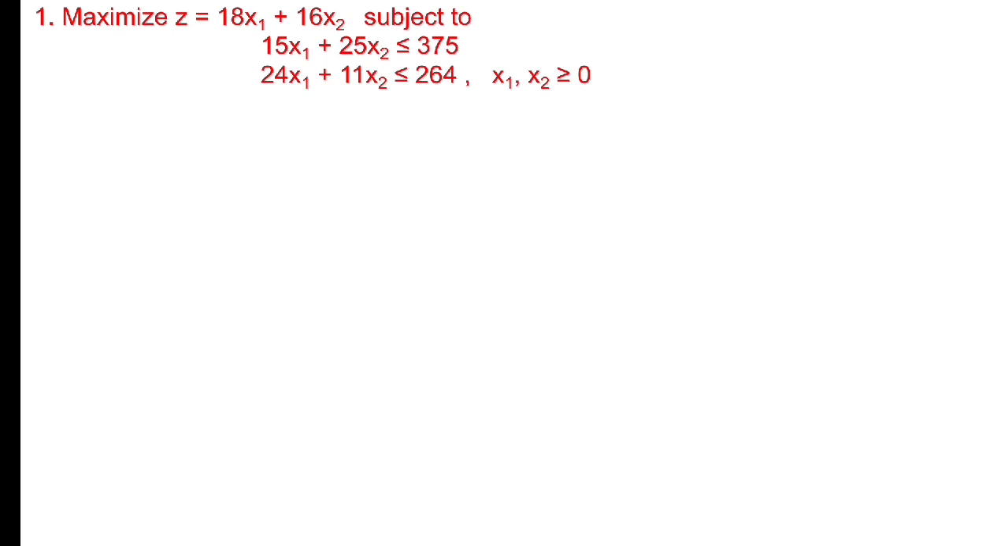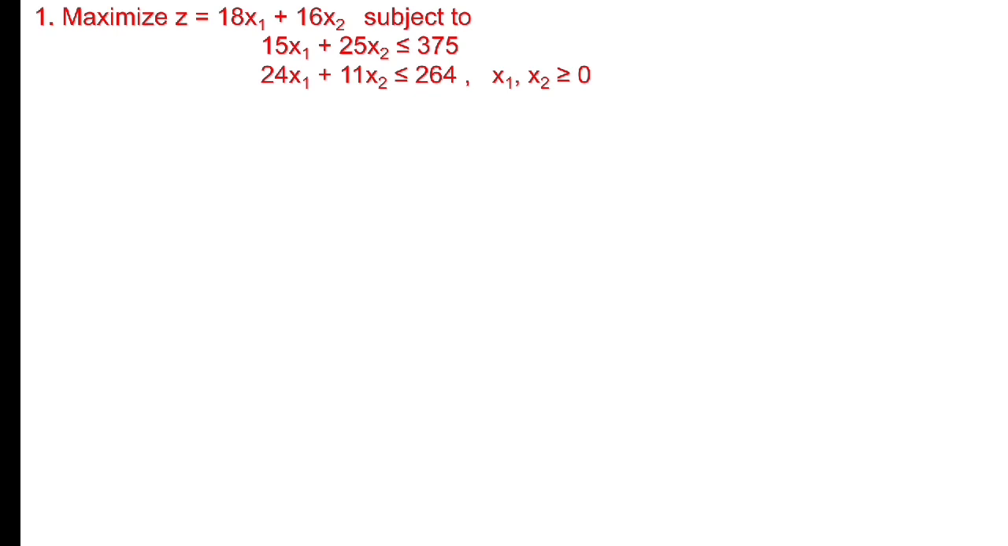Maximize z equal to 18x1 plus 16x2, subject to 15x1 plus 25x2 less than or equal to 275, and 24x1 plus 11x2 less than or equal to 264. The condition is that the x1 and x2 values will be considered as non-negative values.